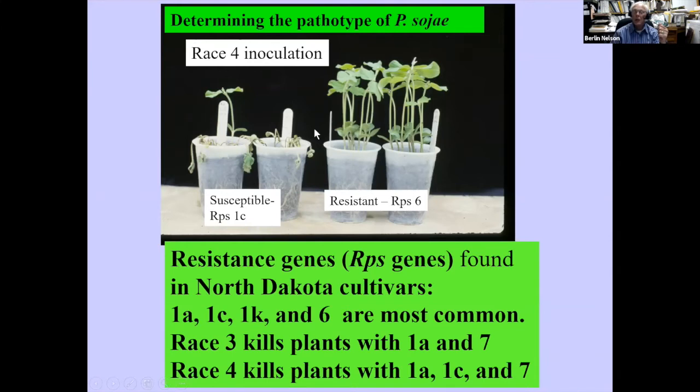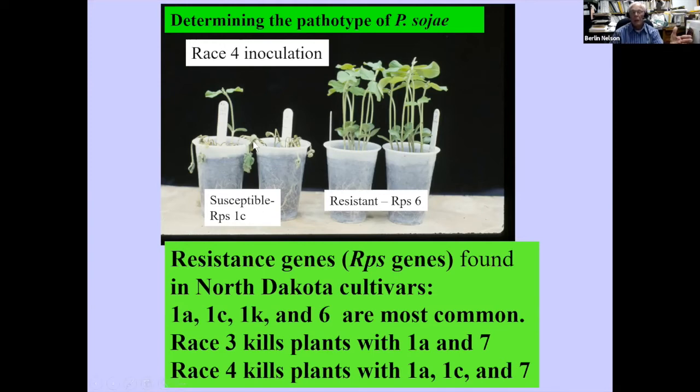And this is a resistant soybean plant. This one happened to have RPS 6. That was one that Ted put early into his program, and it turned out to be a very wise idea. I'm not sure exactly why. I think he wanted to cross something, and that particular one had RPS 6, and it turns out it was a very good gene.